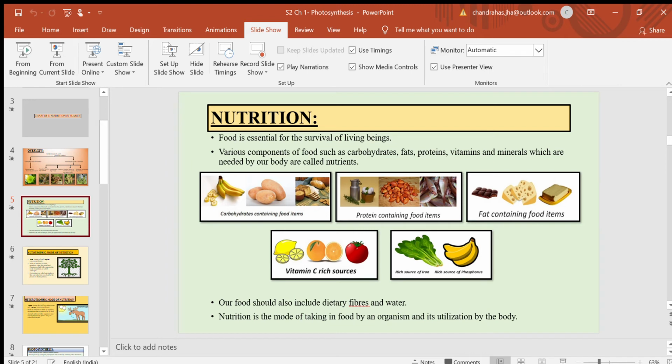Food is essential for the survival of living beings. Various components of food such as carbohydrates, fats, protein, vitamins and minerals, which are needed by our body, are called nutrients. Carbohydrate containing food items, protein containing food items, fat containing food items, vitamin C rich sources, and there are several other things. Our food should also include dietary fibers and water. Nutrition is the mode of taking in food by an organism and its utilization by the body.